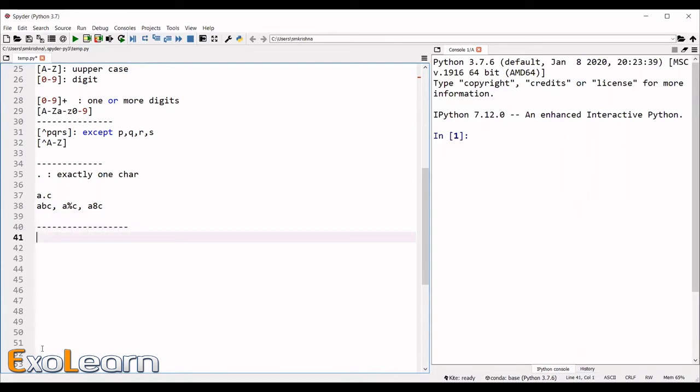And then the next symbol is pipe. Pipe means, for example, I have written Tom pipe Jerry. It means either Tom or Jerry, any one of the two strings given there.